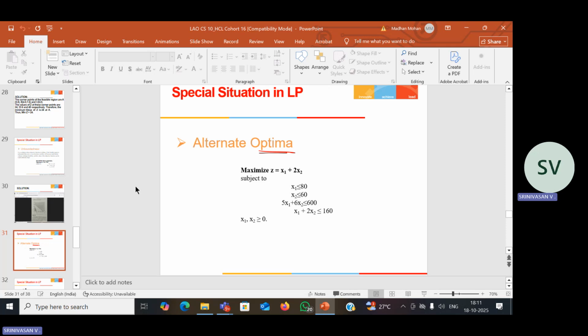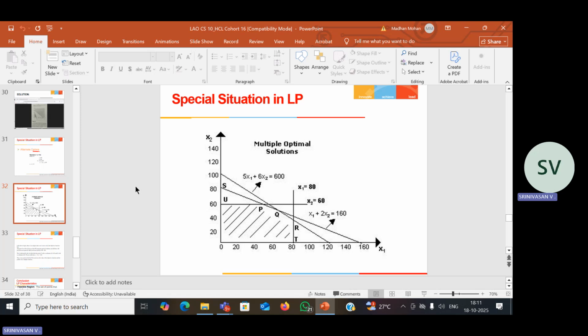Just read that. Alternative. Maximize z equal to x1 plus 2x2 subject to x1 less than or equal to 80, x2 less than or equal to 60, 5x1 plus x2 less than or equal to 600, and also one more constraint x1 plus 2x2 less than or equal to 160. Of course, decision variables x1, x2 greater than or equal to 0. Okay. Now, if you plot these four constraints, we have four straight lines.